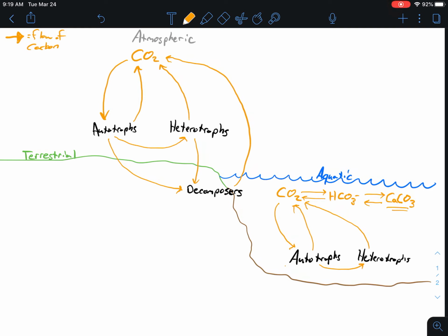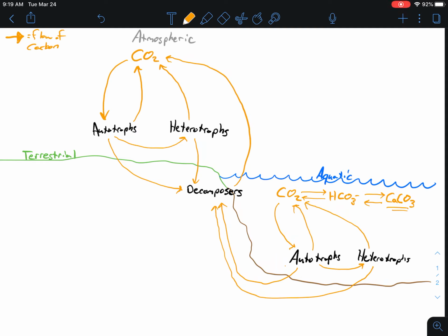And just like terrestrial ecosystems, not all autotrophs are consumed. Many of them are decomposed. Not all heterotrophs are consumed. Many of them are decomposed. It's pretty much where we left off.